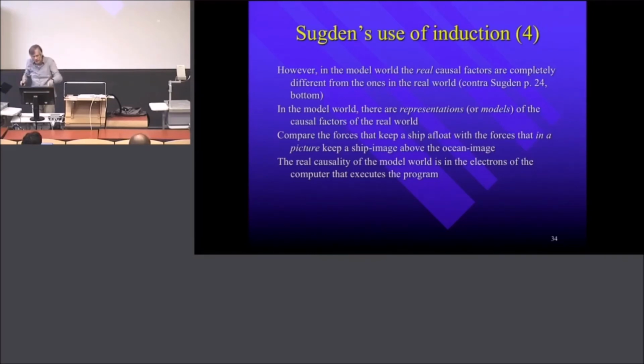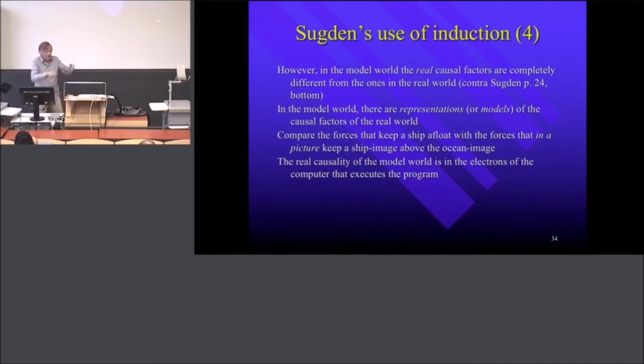And what he is doing with the models is exactly that sort of step. He says the relevant identity or similarity between the model world and the real world is the same sort of causality, and that's not true. That's false. The causality in the model world is done by the electrons, how they jump around in the computer. The representation is something else, but you cannot infer from the representation. It's just not a natural kind, the real things and the natural kind.